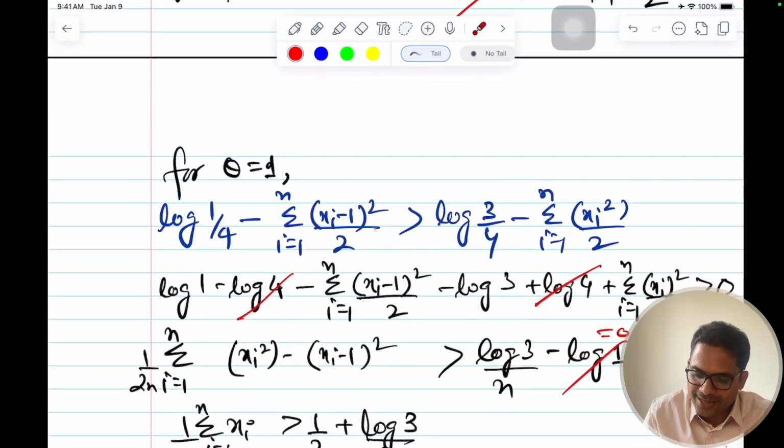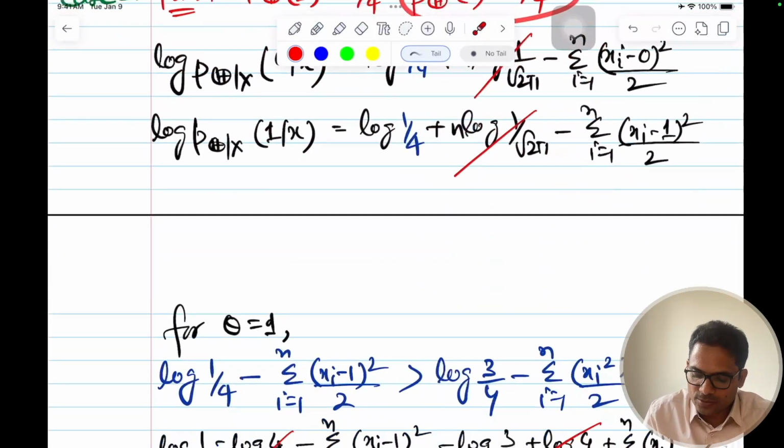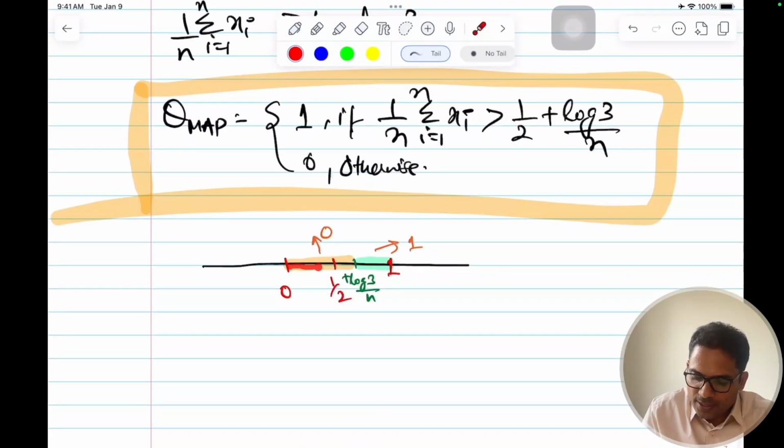Now if you see, because the prior is more biased towards 0, my probability is extended beyond half, till log 3 by n. Until this point it will be 0, and only after that it will be 1. So that's the impact of the prior. And as I said, as n grows high, the impact of the prior will be gone, and this will again tend to half only. So n becomes very, very large, so 3 by n will become very small, and that will tend towards half. That will become equal to no prior information. I hope these two cases are clear.